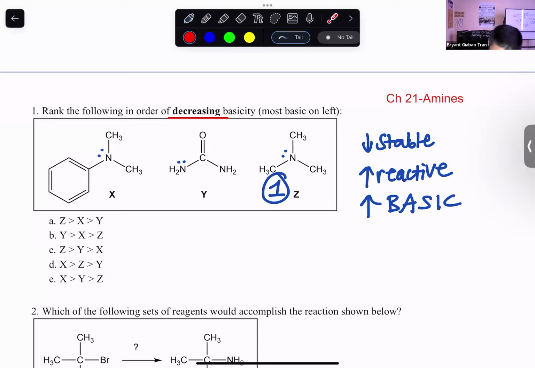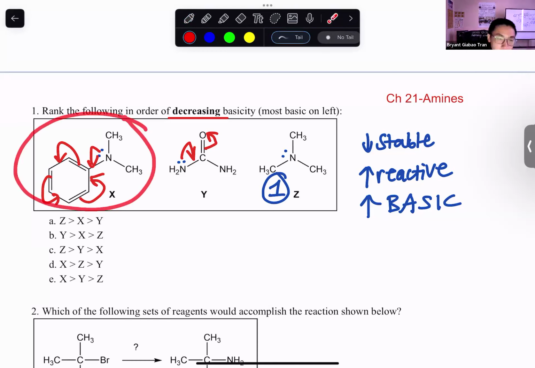Right. Now, if we compare these two pairs of electrons right here, this pair of electrons can do resonance with the carbonyl like that. And this pair of electrons can do resonance with the benzene like this. So you might be thinking that this pair of electrons here is more stable because it has more resonance structures, right? It can do more resonance. It's more delocalized. Whereas this one can only do one resonance structure, making it less stable.